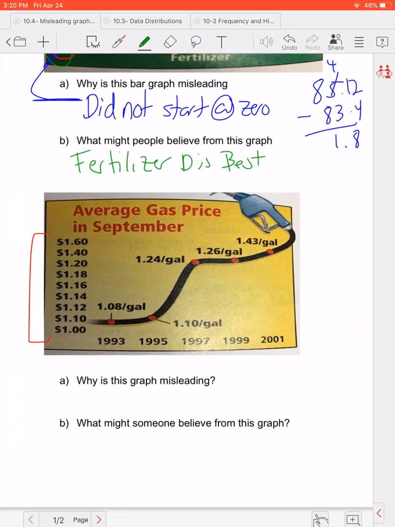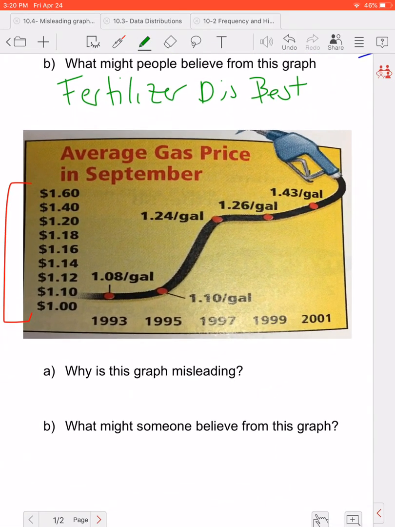We're going to look at average gas prices in September here. So in 1993, we had $1.08 per gallon. 1995, $1.10. 1997, it looks like we have a big jump here to $1.24. And then we have $1.26 and then $1.43.